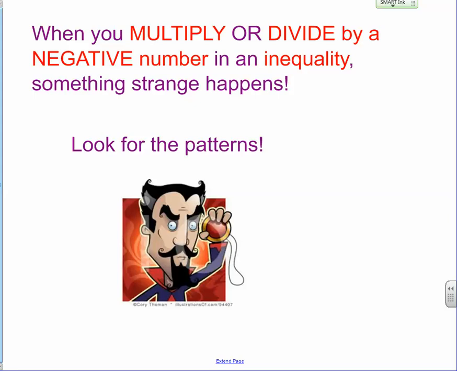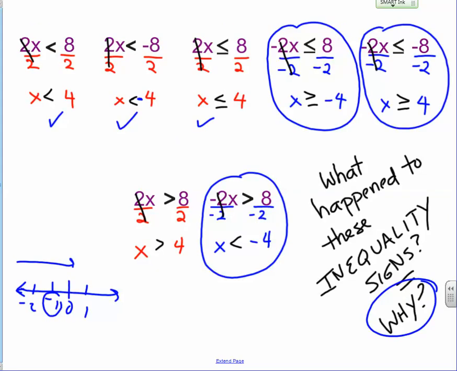Okay, so when you multiply or divide by a negative number in an inequality, something strange happens. So I showed you a bunch of examples and had you look for the pattern. So to solve 2x is less than 8, we just divided both sides by 2, and x is less than 4, and we tested a number, so we pick a number like 3. 2 times 3 is 6. 6 is less than 8, so we knew it was right. Same thing here.